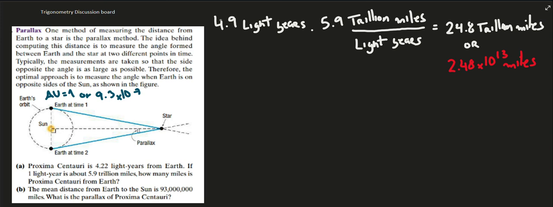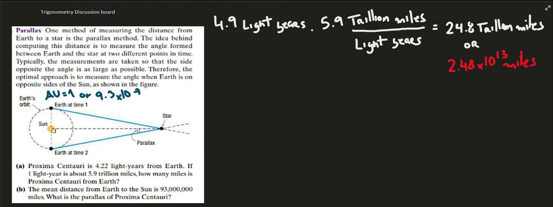Hello guys, for the trigonometry discussion I'm going to be doing the parallax problem. The parallax method is a way for us to measure the distance from the Earth to a star, and that's accomplished by measuring the angle that is formed between the rotation of the Earth with respect to that star at different times of the year.